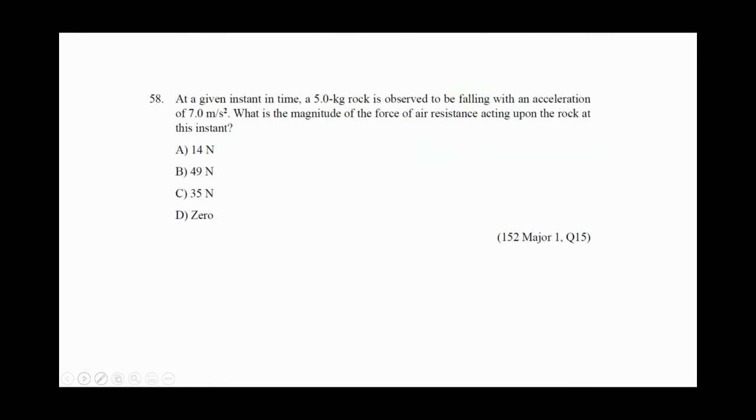Let's take another problem. At a given instant in time, a 5 kilogram rock, so the mass here is 5 kilogram, is observed to be falling with an acceleration. Let's stop reading. The mass is falling. So I might expect, if it is a free fall, it will have an acceleration equal to 9.8, which is the gravity. But here he says it's falling with an acceleration of 7. So this is not a free fall.